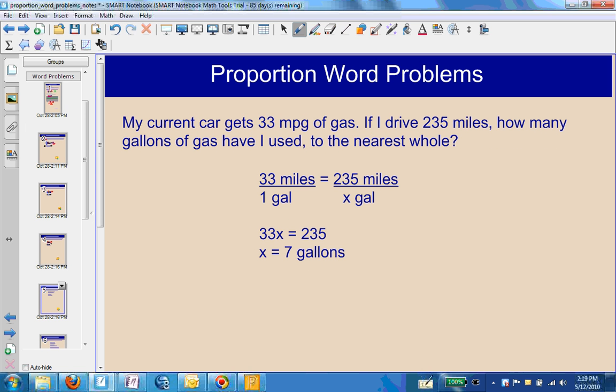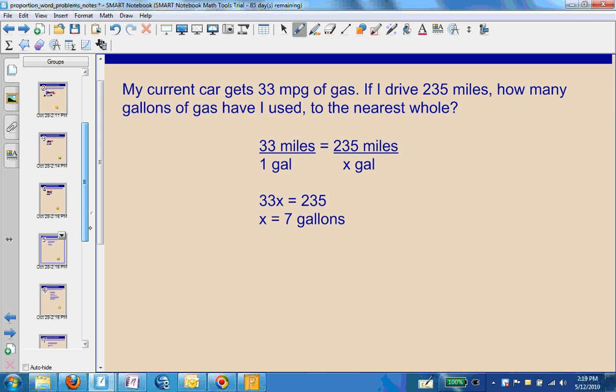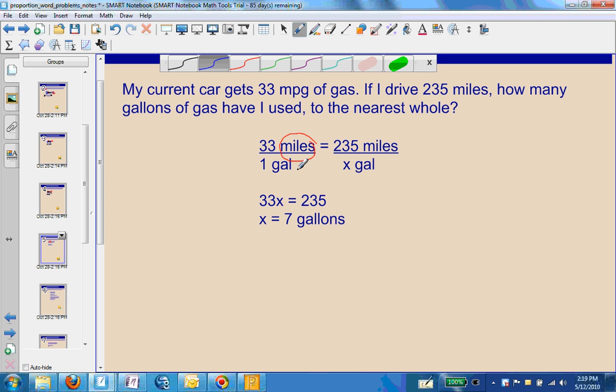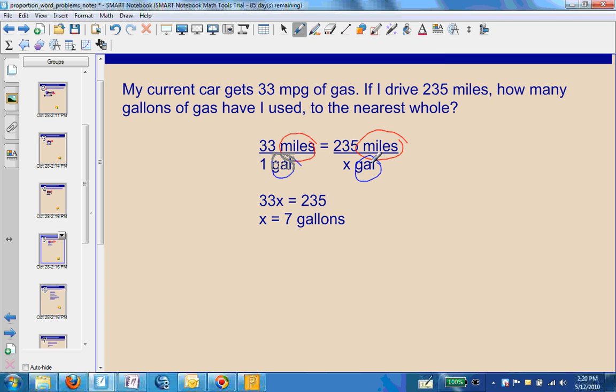In the next example, my car gets 33 miles per gallon of gas. Now, one thing I want you to understand is that MPG, miles per gallon, is actually a ratio. It means 33 miles for every 1 gallon. So in this case, we have miles as 1 unit, and we have gallon as another unit. So 33 miles for every 1 gallon. If I drive 235 miles, so they are telling us how many miles we're driving, and they're asking us to solve how many gallons of gas have I used. So they're asking us to solve for gallons of gas.